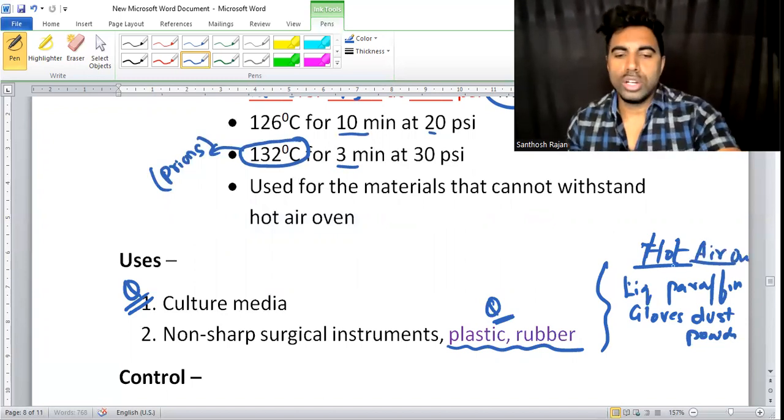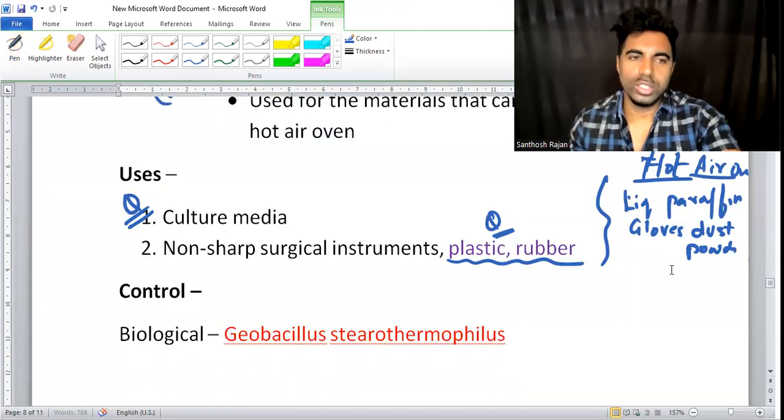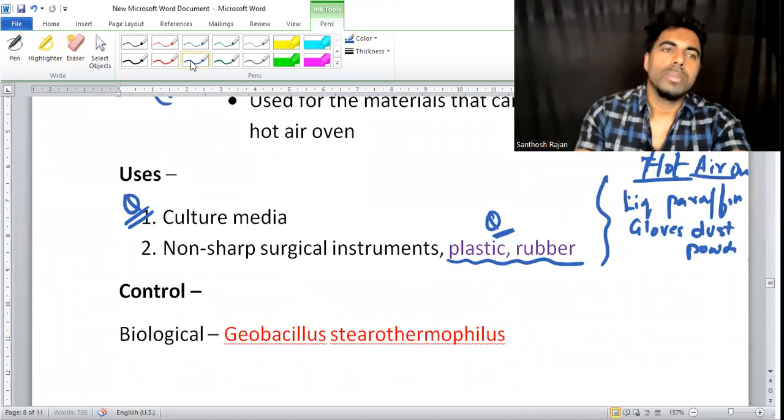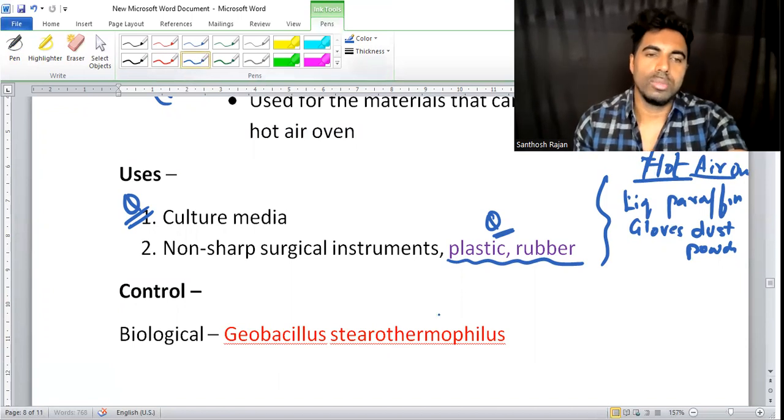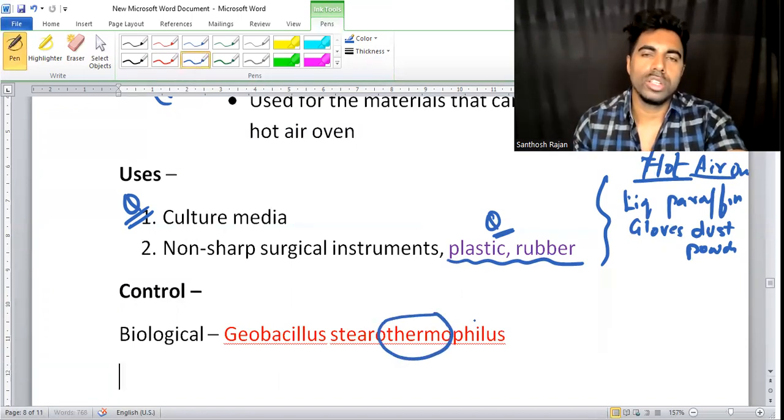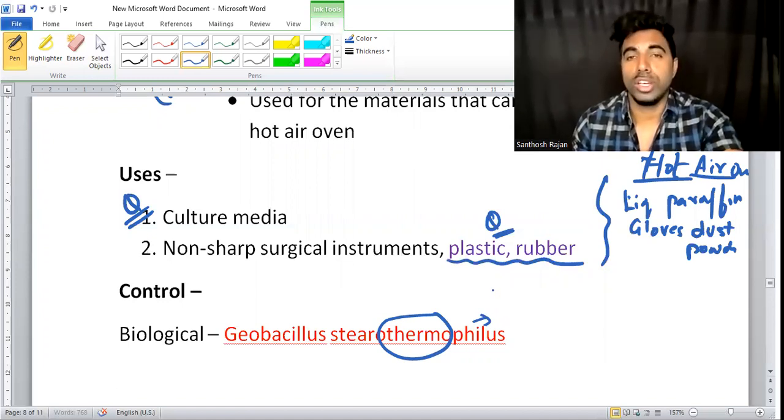Okay. Now, the control is Bacillus stearothermophilus. You know that, it is Geobacillus stearothermophilus or Bacillus stearothermophilus. Thermo is in the name, and thermophilus means thermophiles. When we talk about high temperature, more than 40 degrees, we divide organisms into psychrophiles, mesophiles, and thermophiles. This is a thermophile. So a frequently asked question: the spore test with Geobacillus stearothermophilus is used.